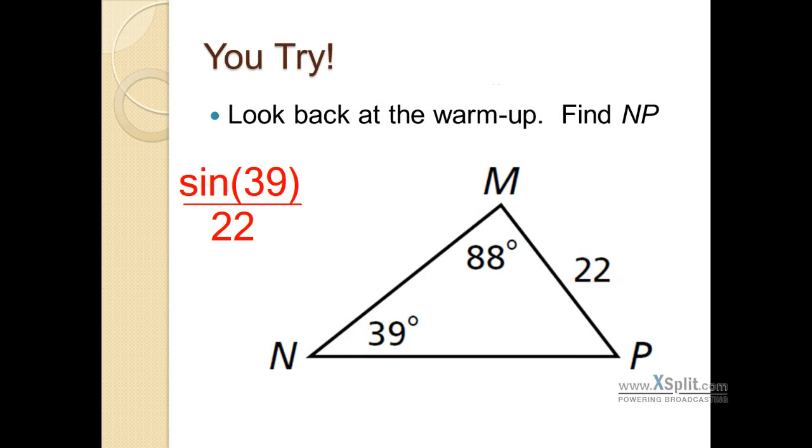If you want to find NP on the bottom, we don't know how big NP is yet. We can go ahead and set that equal to the, I'll switch over to a fun color, let's say green, sine of 88 degrees over the NP side that we don't know. Here's another one where you can just go ahead and cross multiply, divide that out after you plug in sine 39 and sine 88 in your calculators.